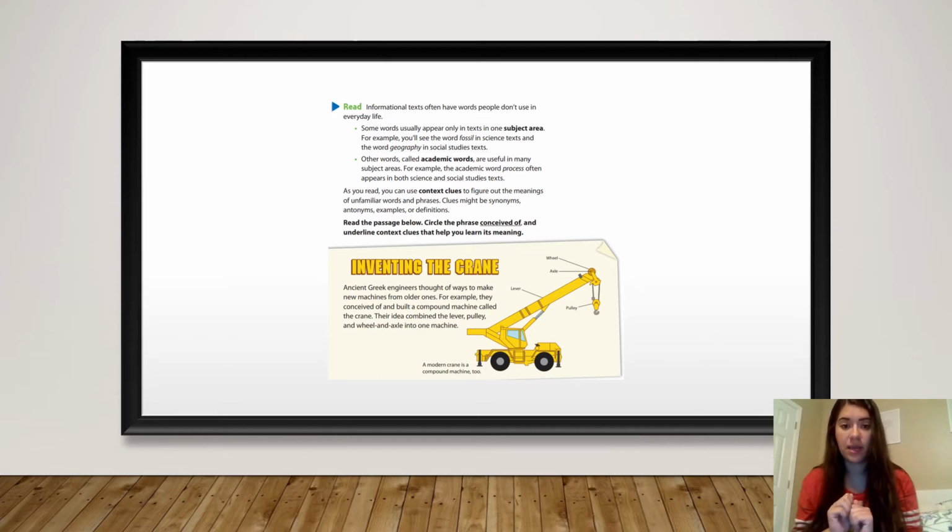So just to restate, I underline conceived of because that's what I'm trying to figure out. I go back and read before and after. Before I see that it says thought of ways, and after I see that it's an idea. Let's go to the next slide and see what I wrote in the chart.